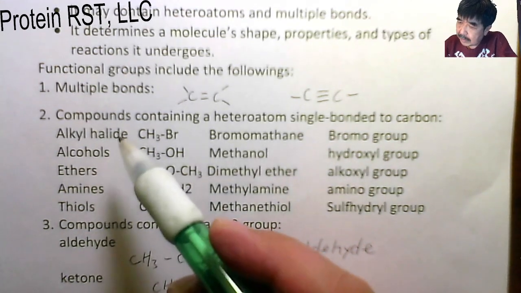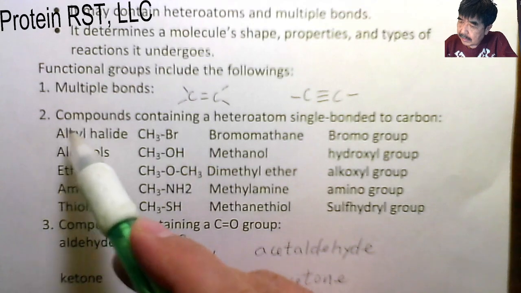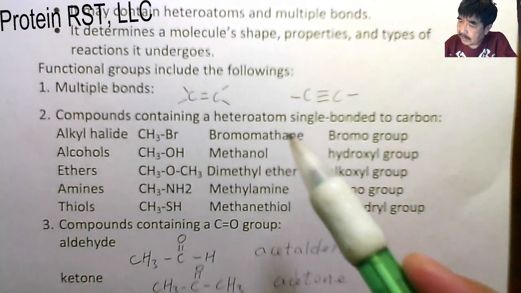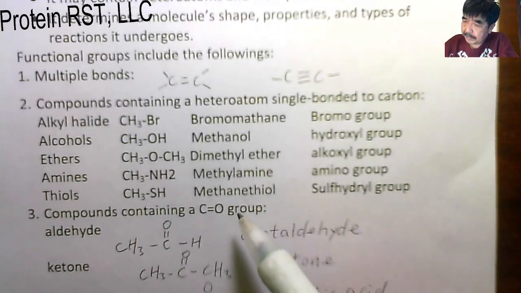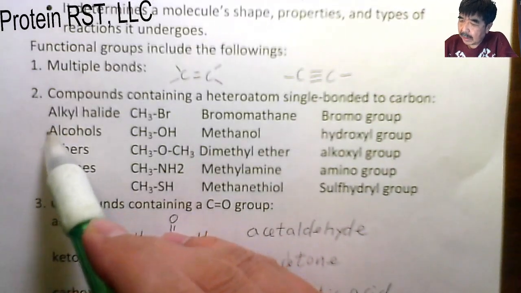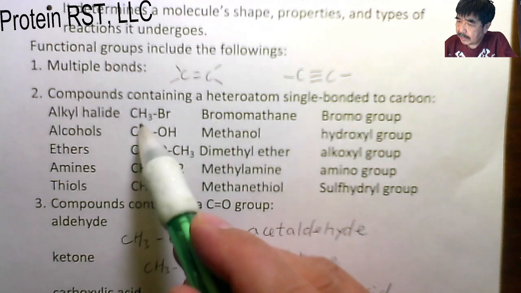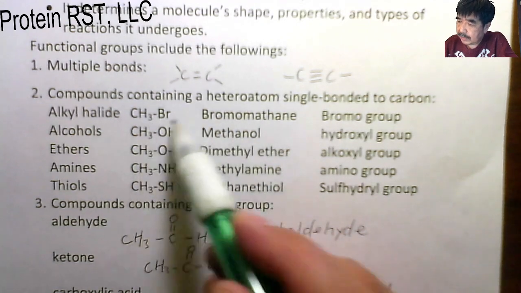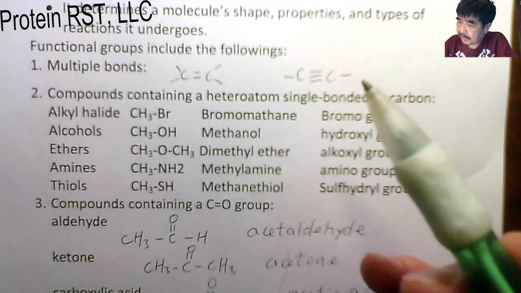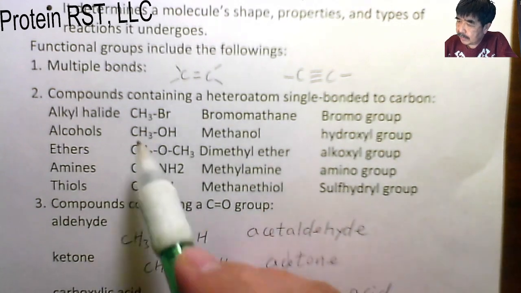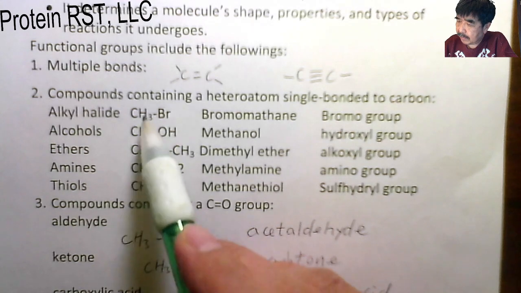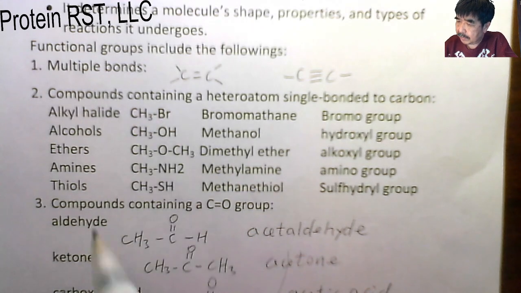The second category is the compounds containing a heteroatom single bonded to carbon. The first one is alkyl halide. The example is bromomethane. The functional group is the bromo group. This is the bromo group. This is the methyl group.